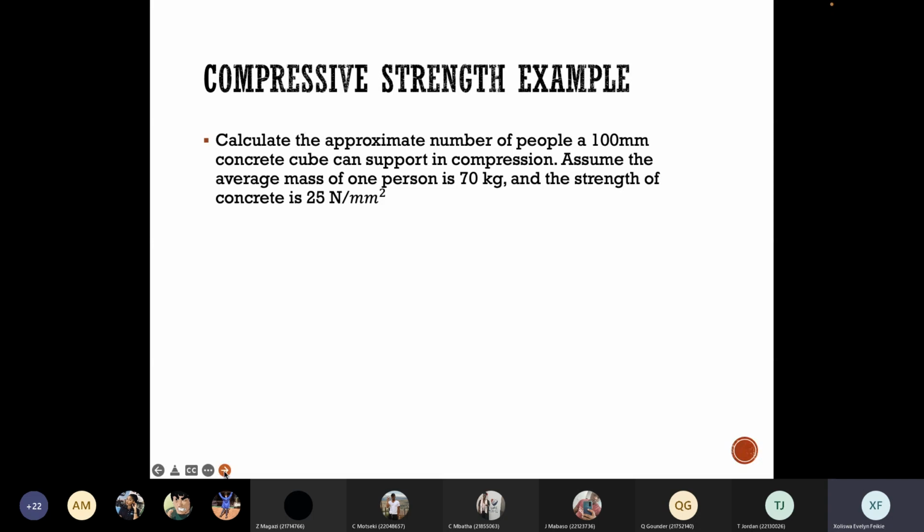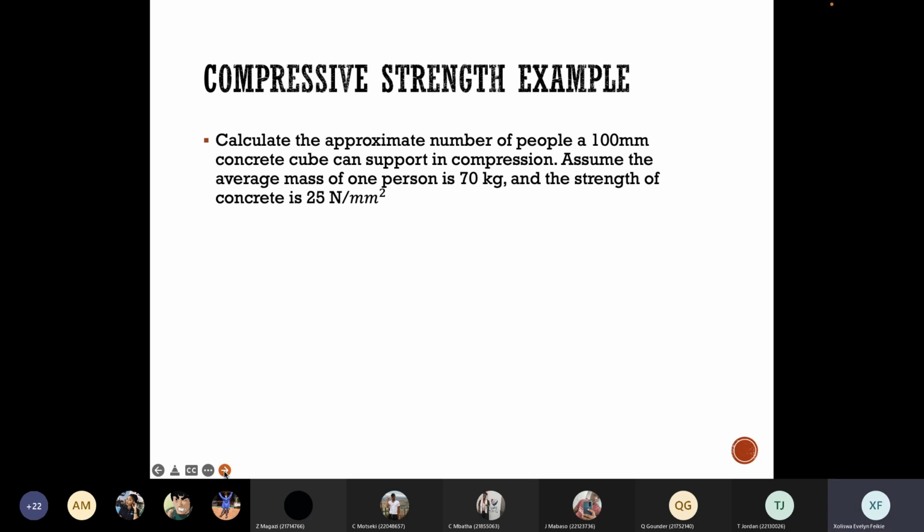So here, like I said, the idea is for you to understand that the compressive strength equals force over area. The other thing in terms of information is that you will have to think and see if you are able to understand a question or not, right? So let's say here's a question: calculate the approximate number of people a 100 millimeter concrete cube can support in compression.